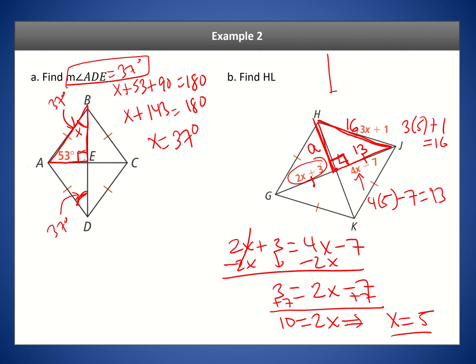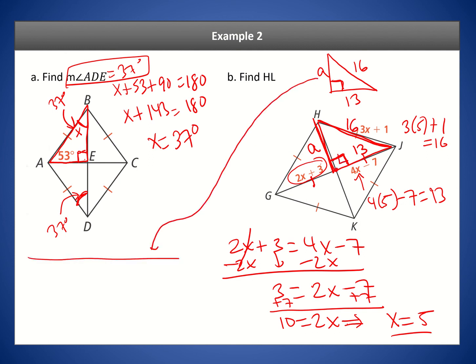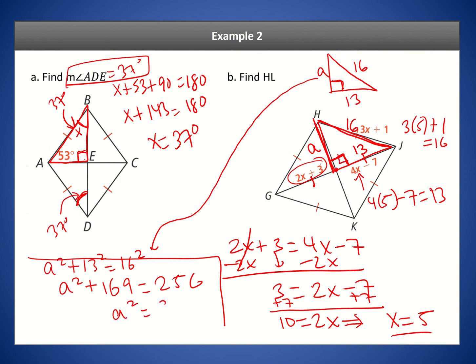Okay, so let's redraw that right triangle just to show you. We have A, we have 13, and we have 16. So we can solve for A here. So let's go ahead and do that. Just for the sake of space, we'll do it over here. So we get A squared plus 13 squared equals 16 squared. 13 times 13 is 169. 16 times 16, 256. We'll go ahead and subtract those together. And you get A squared equals 87.